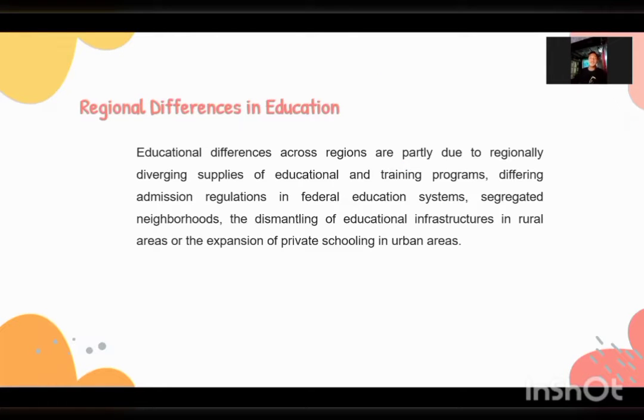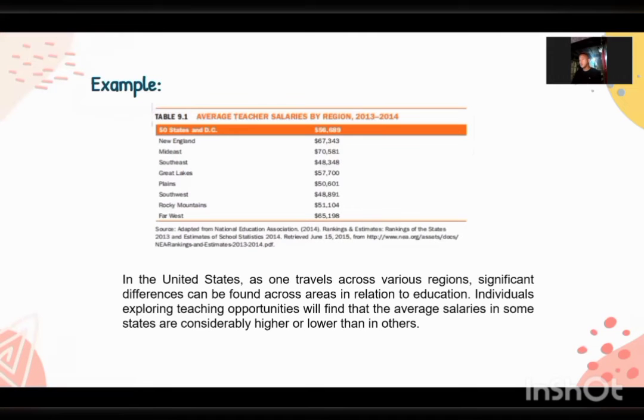So regional differences in education across regions are partly due to regionally diverging supplies of educational training and programs, differing admissions regulation in the federal education system, our segregated neighborhoods, and the dismantling of educational infrastructures in rural areas or the expansions of private schooling in urban areas. So let's have here an example.